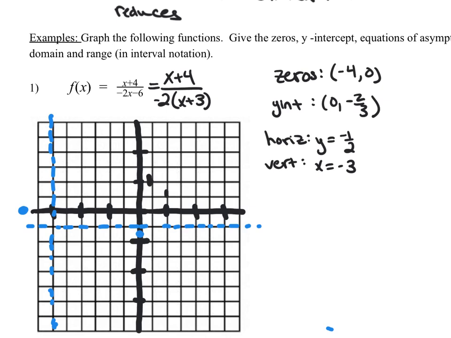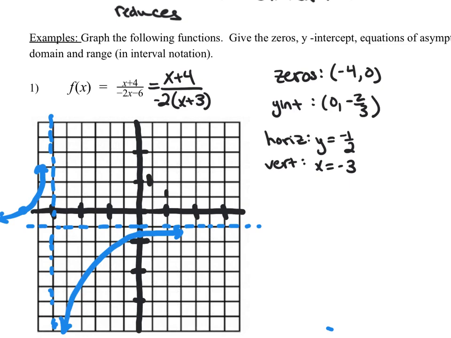And then you can plot a variety of points to discover that the graph does something like this and something like that. Be very careful to make sure that your graph doesn't look like it's going to cross the horizontal or vertical asymptotes. All right, let's move on to the next example.